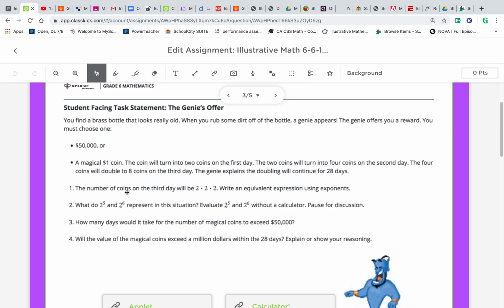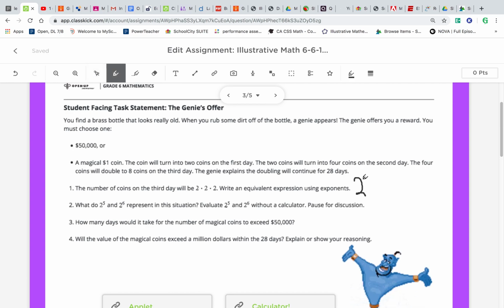If you look at number one, the number of coins on the third day will be 2 times 2 times 2. That's a 2 for each of the days, right? Because remember, the $1 coin actually becomes 2 right away, and then it doubles each day after that. Doubling meaning multiply times 2. So this is for 3 days. So if we want to write an equivalent expression using exponents, what we need to do is write the number 2 and put it to the power of 3.